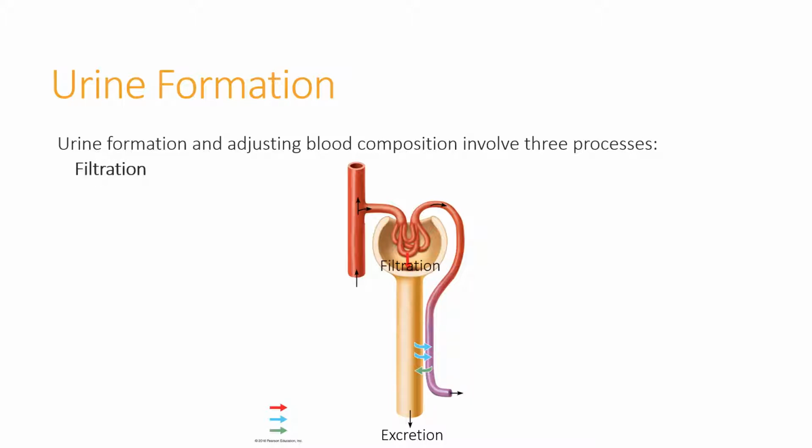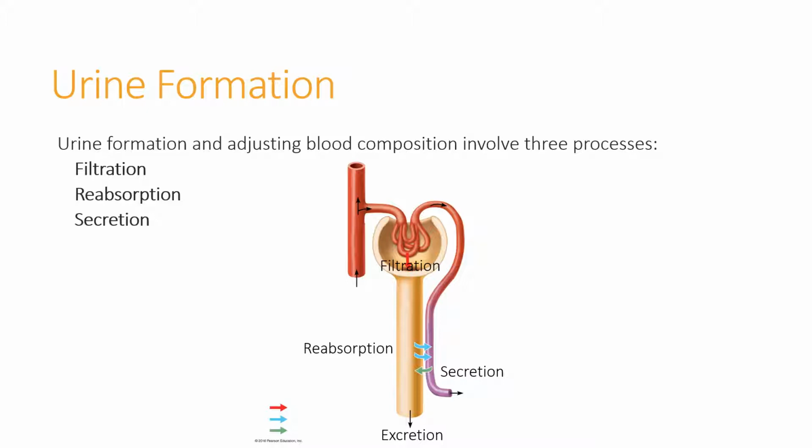The first is filtration, the separation of the fluid component of our blood from the cellular component of our blood, followed by reabsorption. Much of what we filtered out in that fluid is actually chemicals we want to retain: water, glucose, amino acids, sodium, potassium. We want to retain most of that in the body. Even though it got filtered out, now we need this selective process to pull most of that material back into our blood. The third process is secretion.